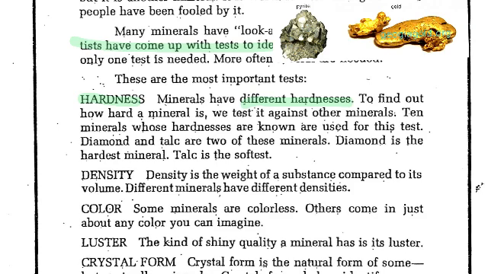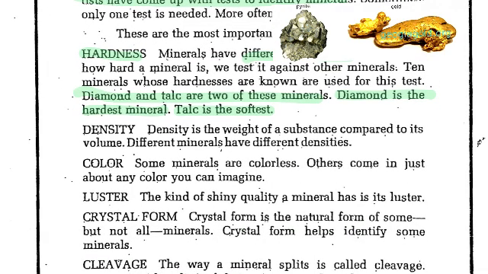Ten minerals whose hardnesses are known are used for this test. Diamond and talc are two of these minerals. Diamond is the hardest mineral and talc is the softest. Next is density. Density is the weight of a substance compared to its volume. Different minerals have different densities. Color. Some minerals are colorless. Others come in just about any color you can imagine.